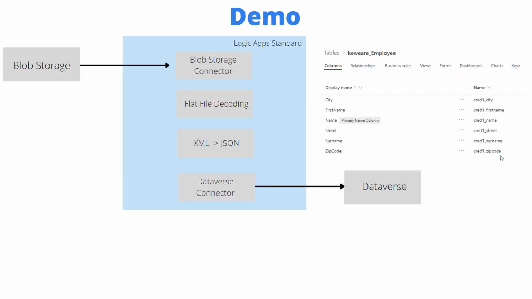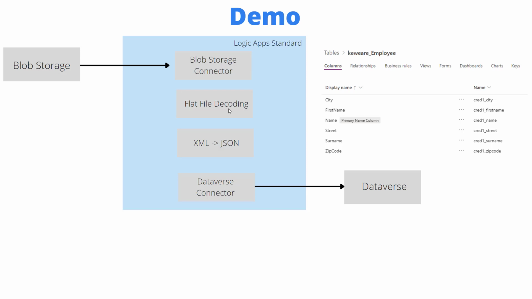So let's talk just a little bit about a demo. What we're going to do is upload these flat files to blob storage. Then inside of our Logic App Standard, we're going to consume files from blob storage. We're then going to decode it, so that's the core content in this session itself. We're going to take the flat file, convert it essentially into an XML file, and then we're going to have a structured document.